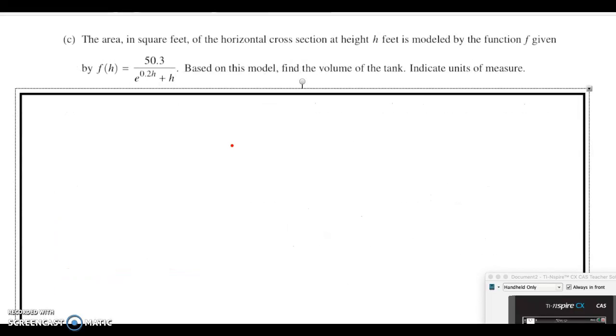The other parts are usually pretty straightforward. They want you to either integrate or differentiate using your calculator and give us complex functions. The area in square feet of the function is given by this new function, f of h. They want me to find the volume. Now, if I integrate area, I get volume.